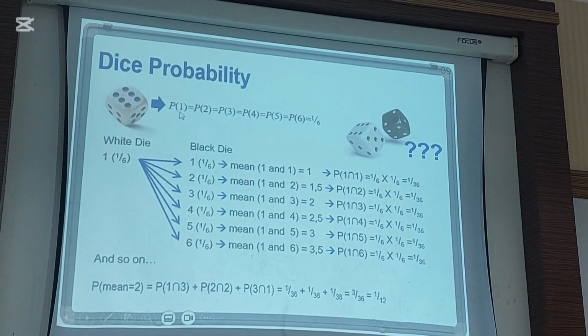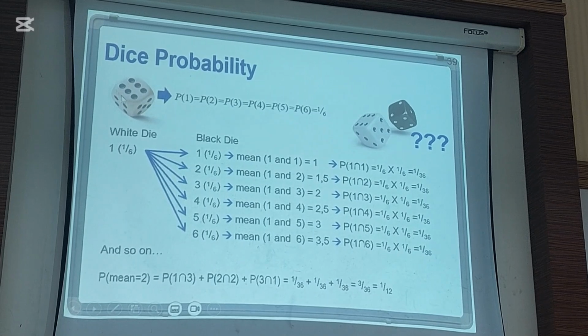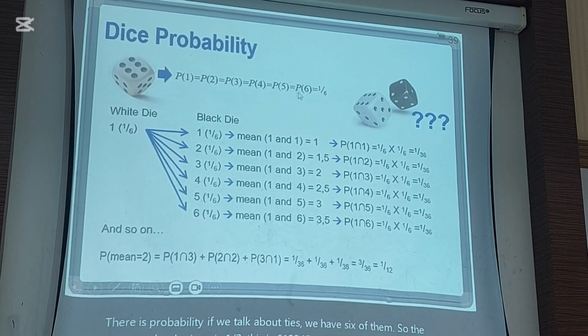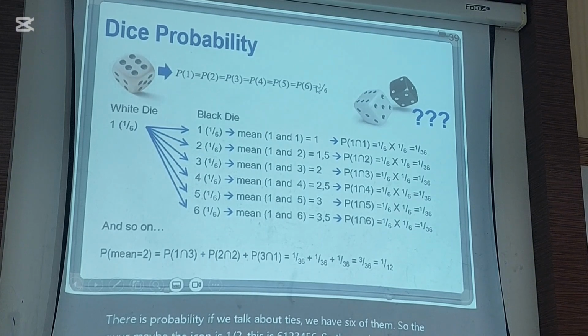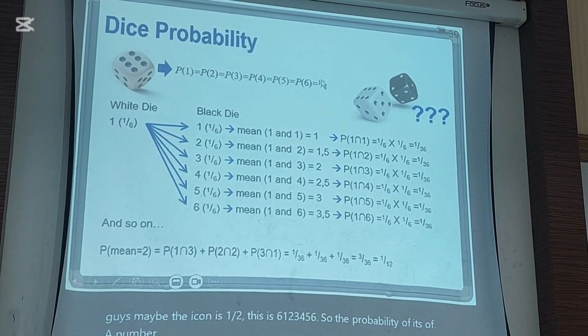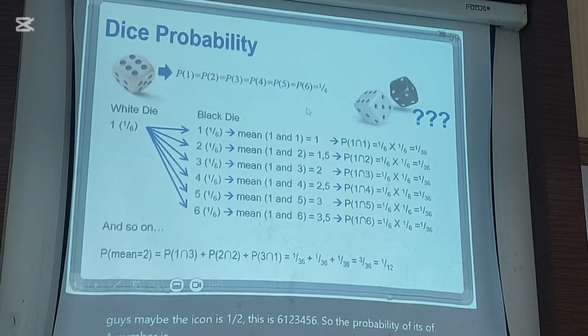The outcomes are 1, 2, 3, 4, 5, 6. So the probability of each number is 1 per 6.